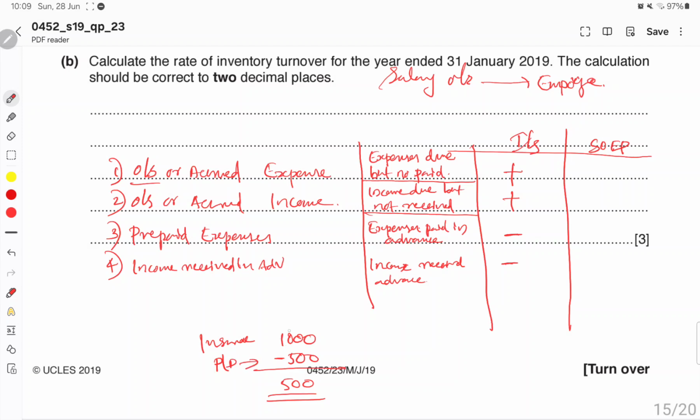If it is outstanding, for example outstanding insurance, it will be added. Then it will become 1,500. Like this you will change. Now how we will treat this in the SOP as well?